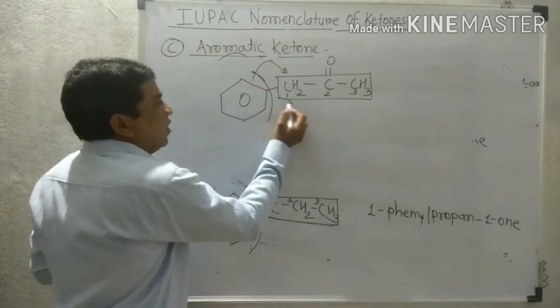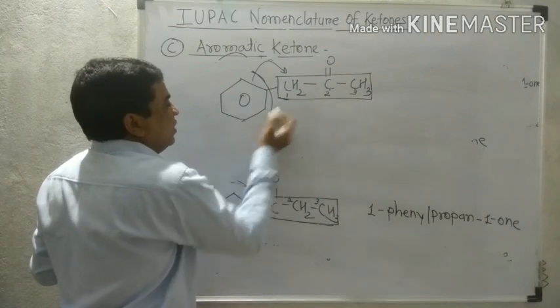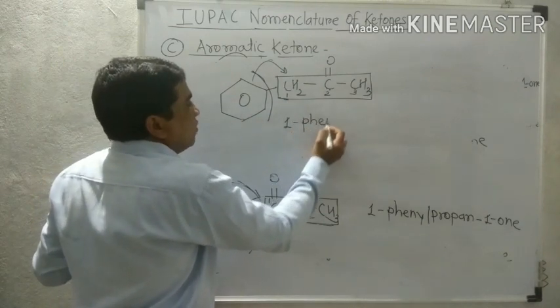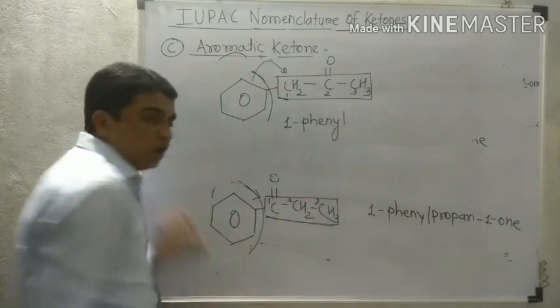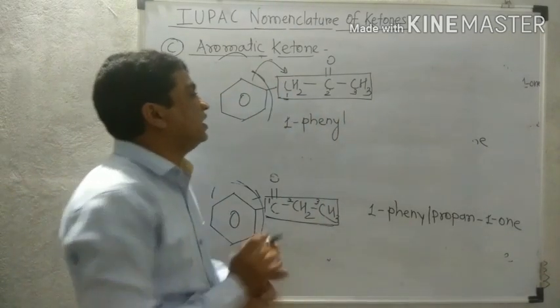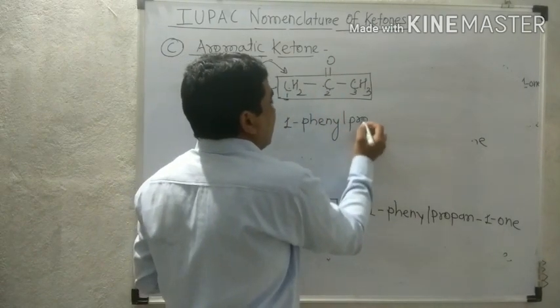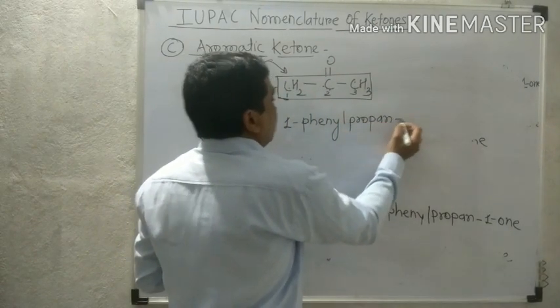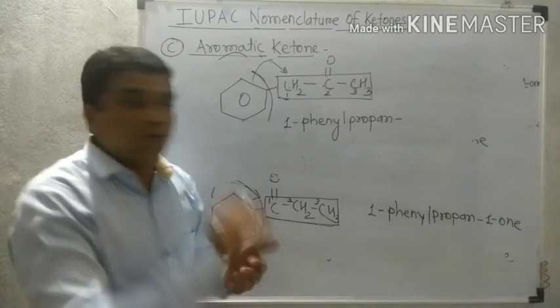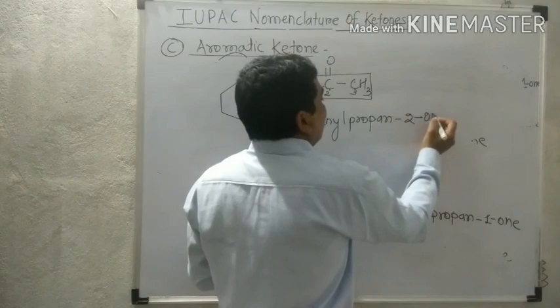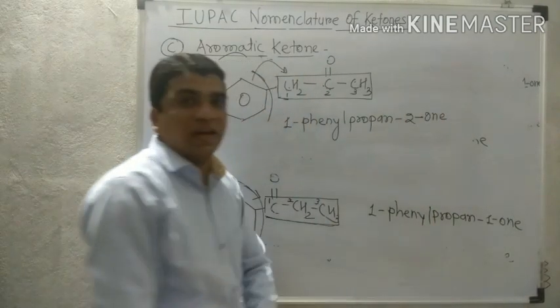So, at carbon 1 of that structure, the phenyl group is attached. Therefore, it is 1 phenyl. How many carbons total in the chain? 3 carbons. 1, 2, 3. Therefore, the respective alkane is propane. Where is the C double bond O group located? Second carbon. And for C double bond O it is 2 one.